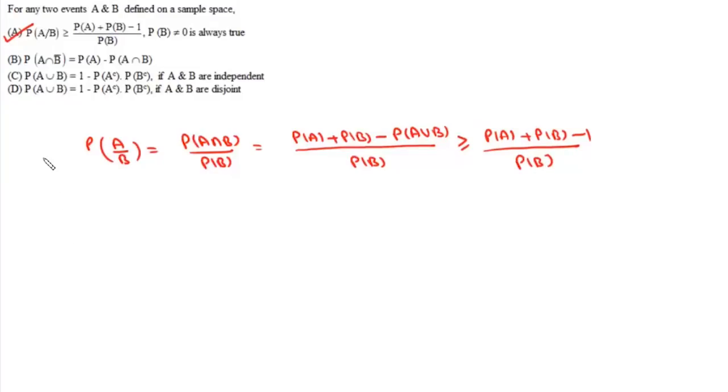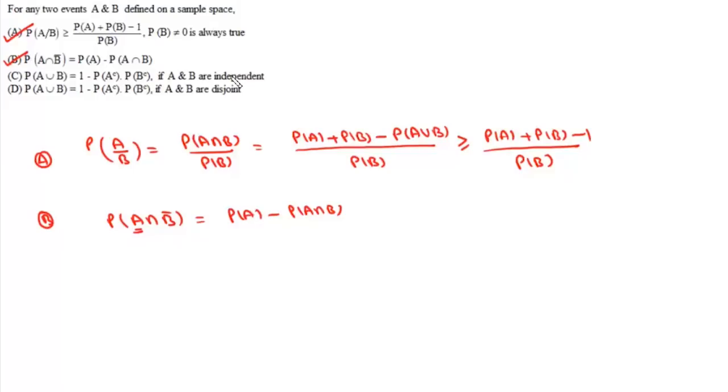Now if we look at this option B, it is probability of A intersection B not. Now probability of A intersection B not, it is clearly probability of A minus probability of A intersection B, because it is that part of A which doesn't contain B. So there will be probability of A minus probability of A intersection B. So option B is also correct.